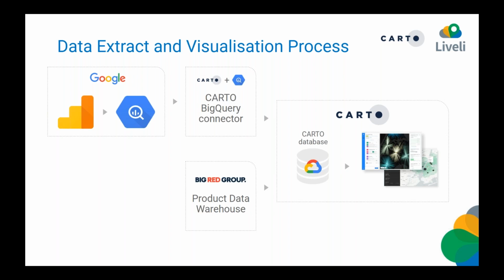And then just down the bottom there, the Big Red Group product data warehouse. This is something that Mark touched on earlier, and that was purely product information. So things around the location of a product or an experience, if you want to call it. So where do people partake in that experience? That data came from a separate warehouse. We pushed that into the CARTO database as well, and then amalgamated them together in there, and you'll see in some of the demos the combination of the two of them.